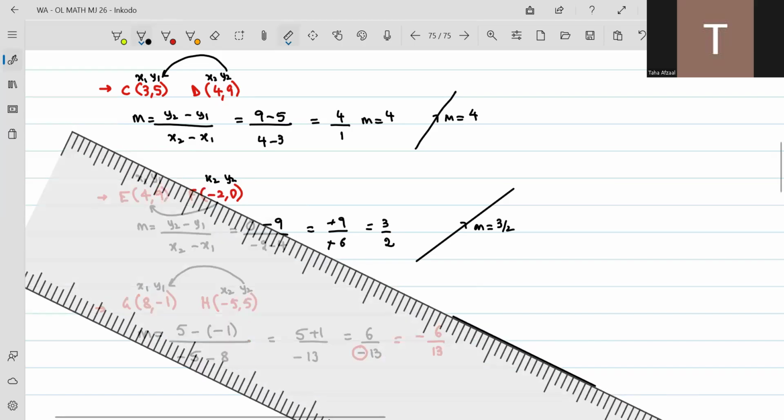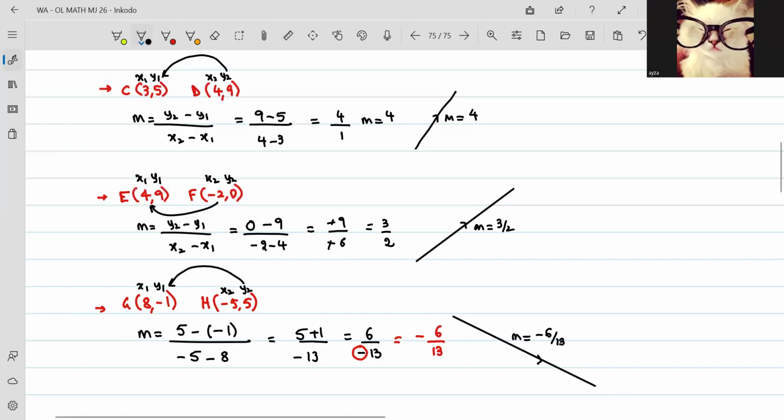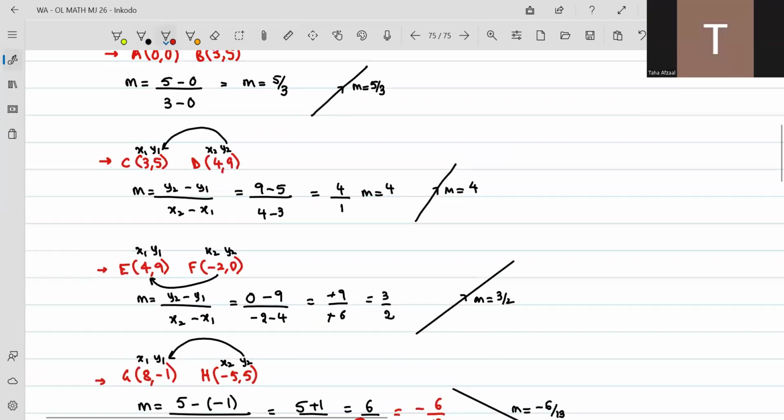Now, Ali, is the gradient positive or negative? Sir, negative. It's negative, right? So if it is negative, then it has to be downward sloping. The gradient is minus 6 over 13. Do all of you agree to this point? Yes or no? Yes. Okay.